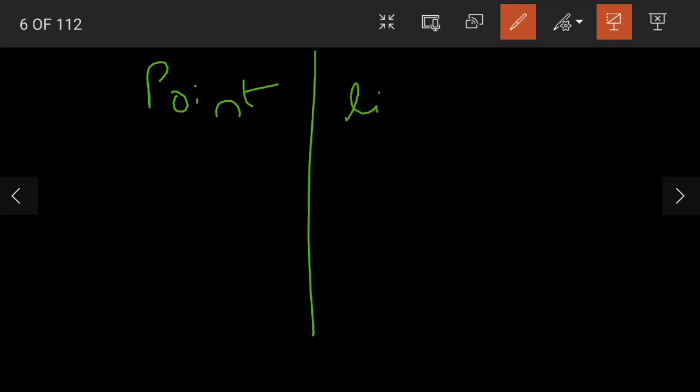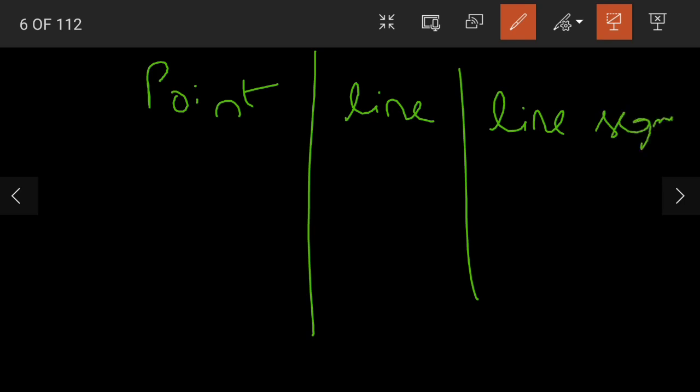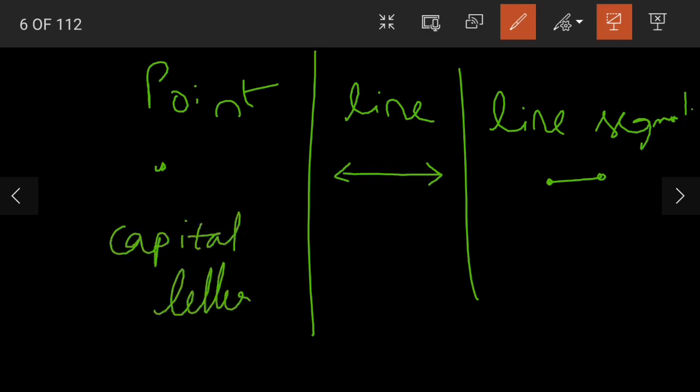Let us again revise. Point, line and line segment. This is a point, this is a line, this is a line segment. Yes or no? How do we name our points? Using a capital letter. How do we name our lines? Using any 2 points on the given line. For example, it can be line AB. Don't forget to put this symbol.